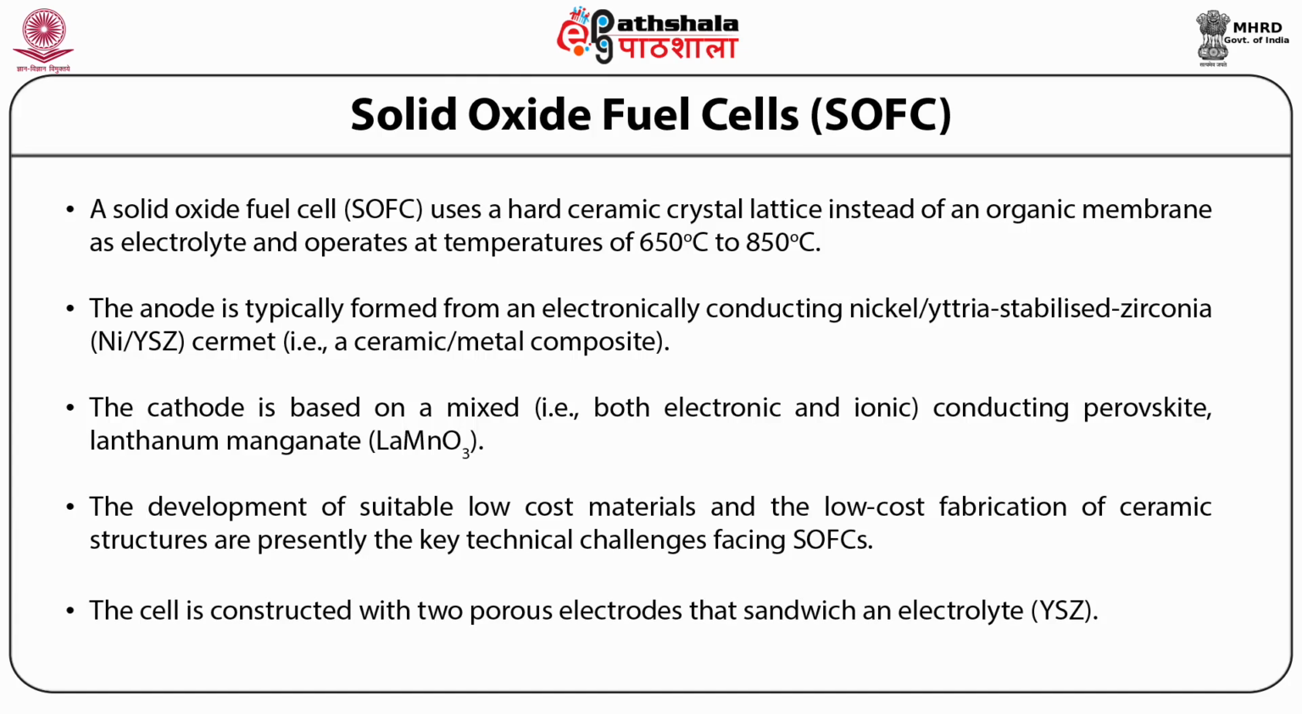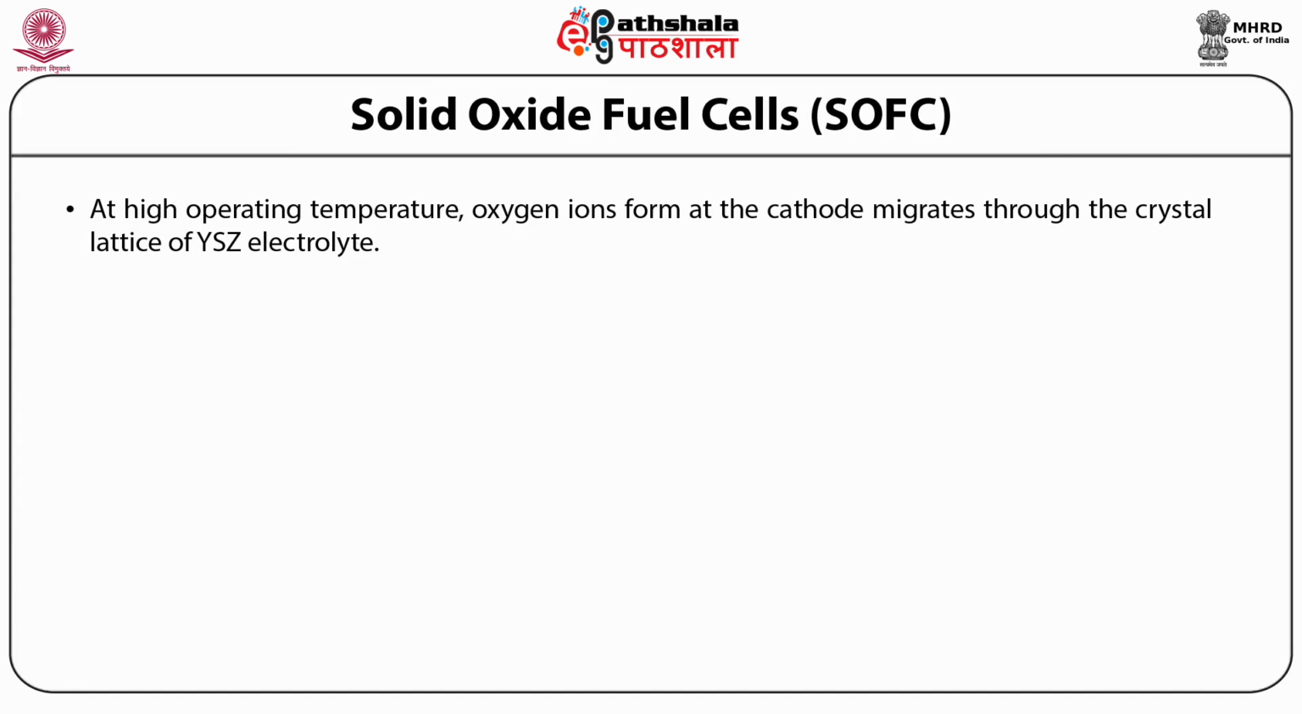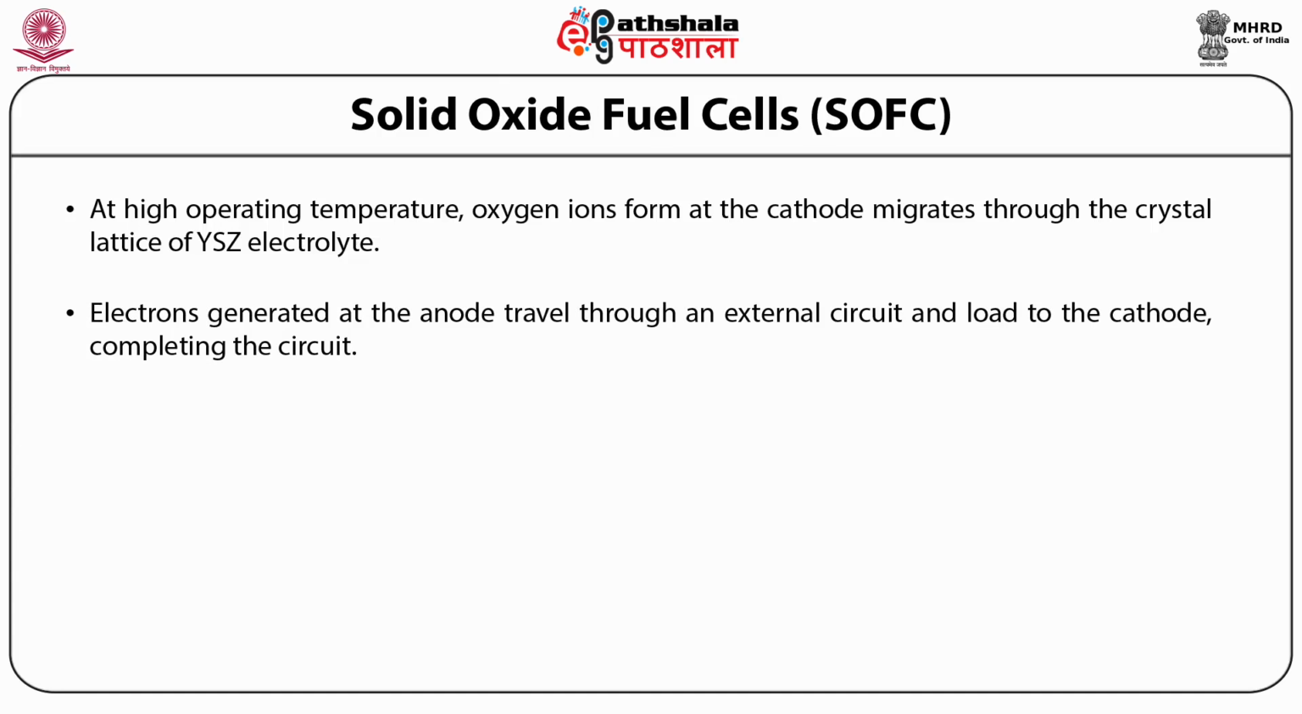The cell is constructed with two porous electrodes that sandwich an electrolyte like YSZ. At high operating temperature, oxygen ions formed at the cathode migrate through the crystal lattice of the YSZ electrolyte. As hydrogen is passed over the anode, oxide ions move across the YSZ electrolyte to oxidize hydrogen to water. The oxygen is supplied usually from air at the cathode. Electrons generated at the anode travel through an external circuit and load to the cathode, completing the circuit. Oxygen combines with electrons at the cathode to form oxide ions, thus completing the reaction.